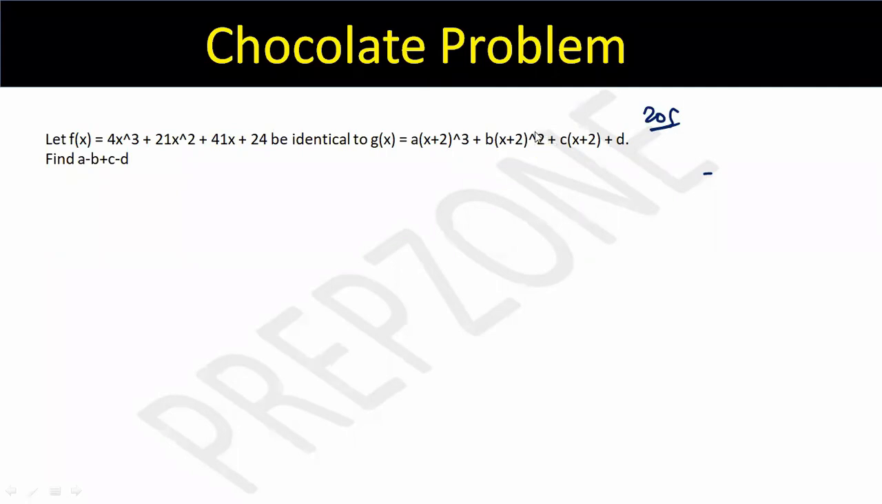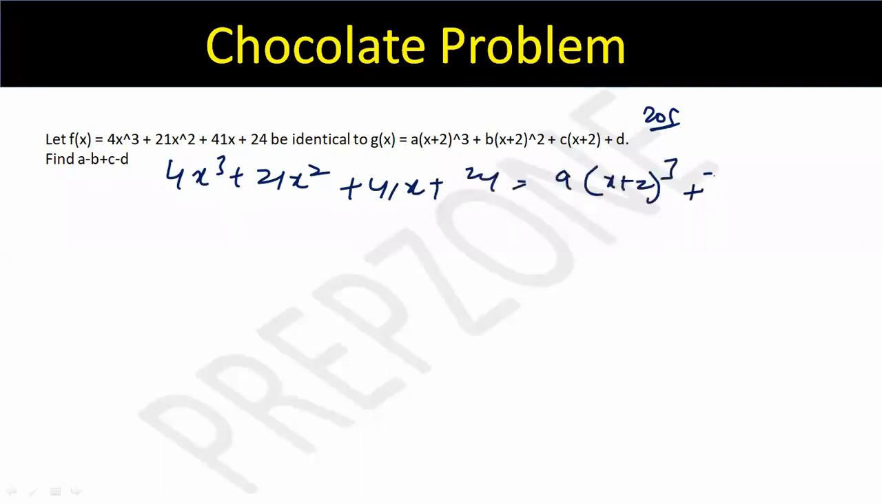Okay. So these two are the identical function, which essentially means that 4x cube plus 21x square plus 41x plus 24 should be equals to a into x plus 2 whole cube plus b into x plus 2 whole square plus c into x plus 2 plus d. Now, we don't want to do too much labour. Let's see what is asked. a minus b plus c minus d. Coefficients alternate, right? Once plus, once minus, plus, minus. And I know x plus 2 cube, x plus 2 square, x plus 2 and here there is d, right?